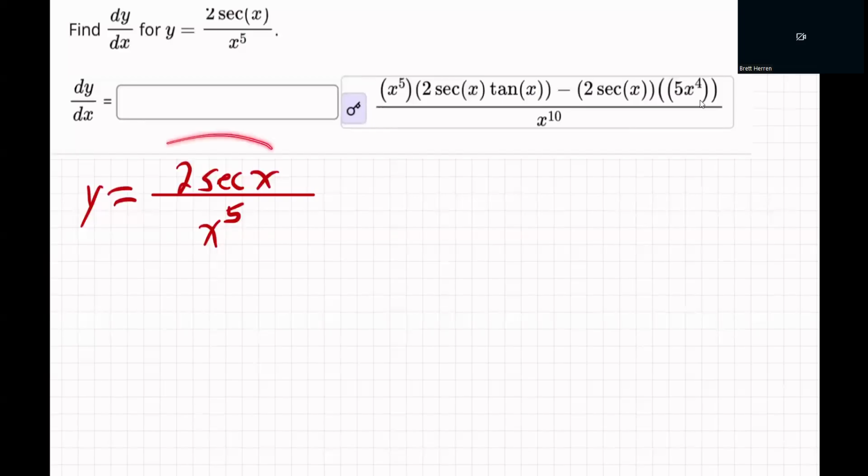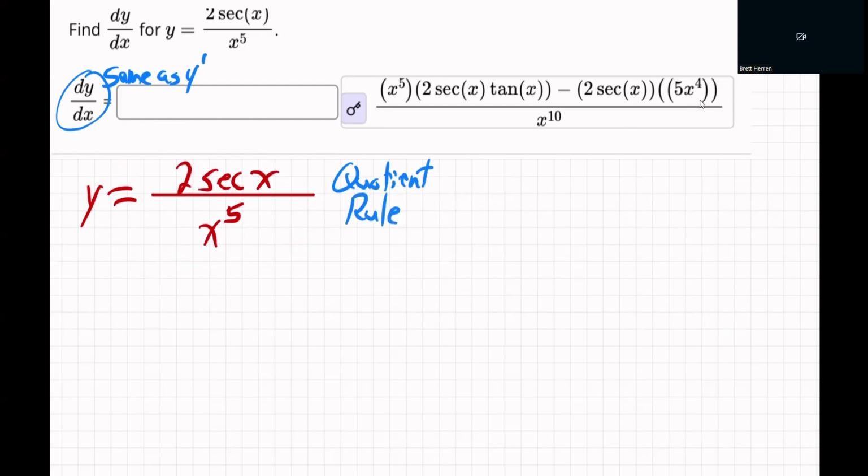On this question, they're giving us a function and they want us to take the derivative. As it says right here, this is the same. This is in derivative notation, same as y prime. Okay, so this is a quotient rule because it's two functions of x divided.